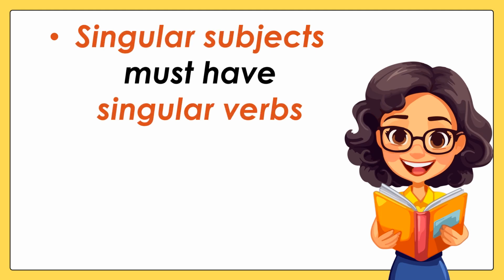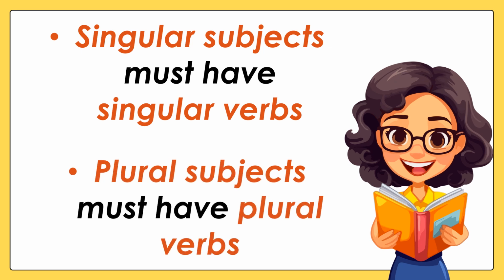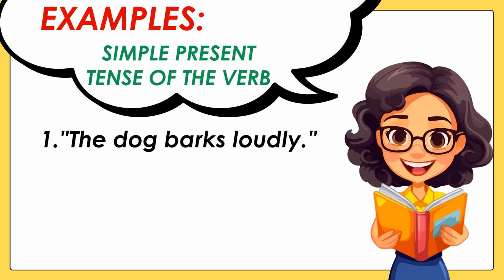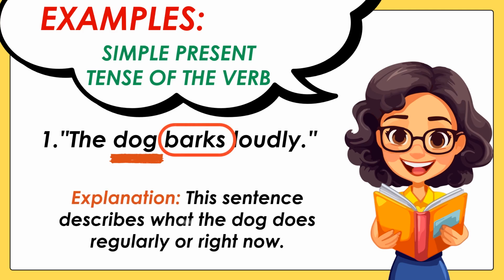Always remember that singular subjects must have singular verbs, while plural subjects must have plural verbs. Let's have the example for simple present tense of the verb. The dog barks loudly. Dog is the subject or the topic of the sentence. Barks is the action word. This sentence describes what the dog does regularly or right now.